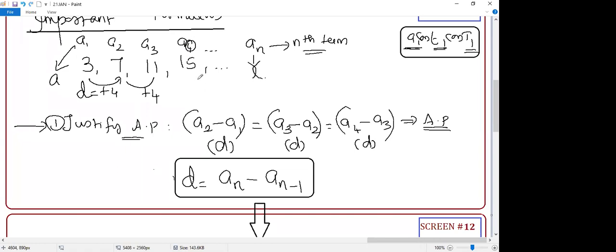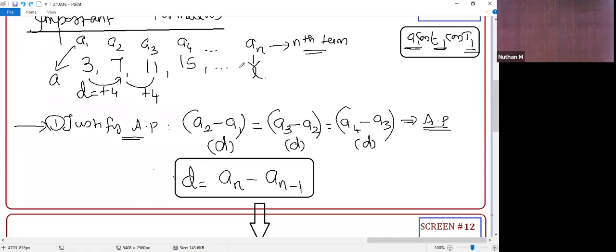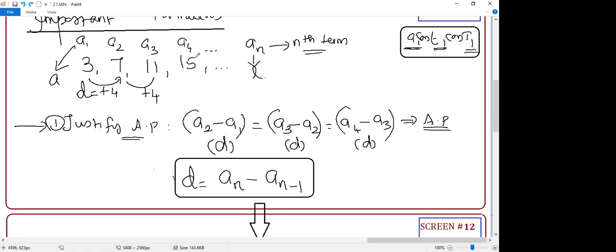A4 is what? Fourth position. Clear or not? N equals 4 there, right, sir? Yeah. N means position. So this is the nth position. Here A4 means what? Fourth position or fourth term. So it is telling the position.